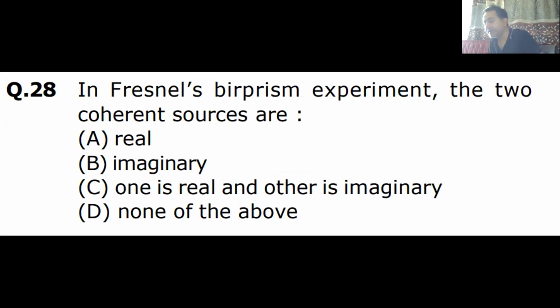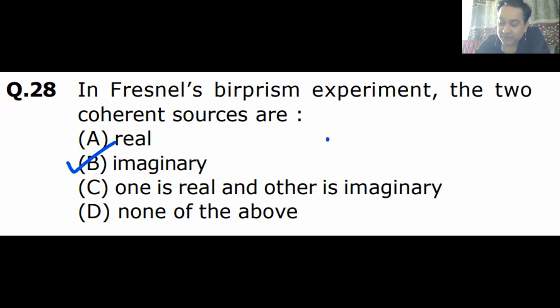Question number 28. In Fresnel biprism experiment, the two coherent sources are real, imaginary. One is real, other is imaginary. None of the above. We've seen the Fresnel biprism experiment. And remember that there was one real source, S. Because of refraction, it creates two. But those two are not real. They are definitely imaginary. And therefore, the two sources are imaginary.